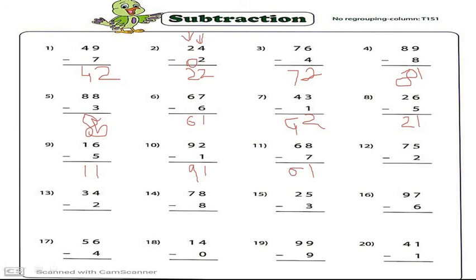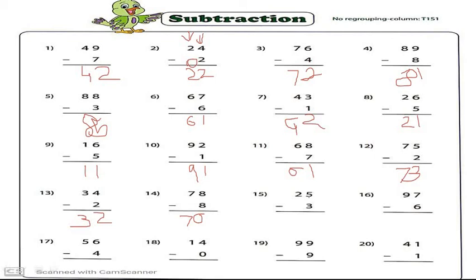Okay, 75 minus 2. Now what should we do? First of all, count from ones column. 5 minus 2, we get number 3. 7 minus 0, we get 7. Next, 34 minus 2. So while cutting 2 from number 4, we get 2. 3 minus 0, then we get the same answer. 78 minus 8. So 8 minus 8, we get 0. 7 minus 0, we get 7.